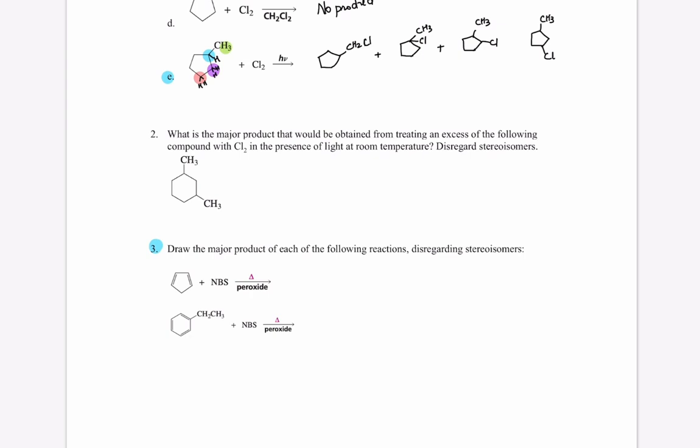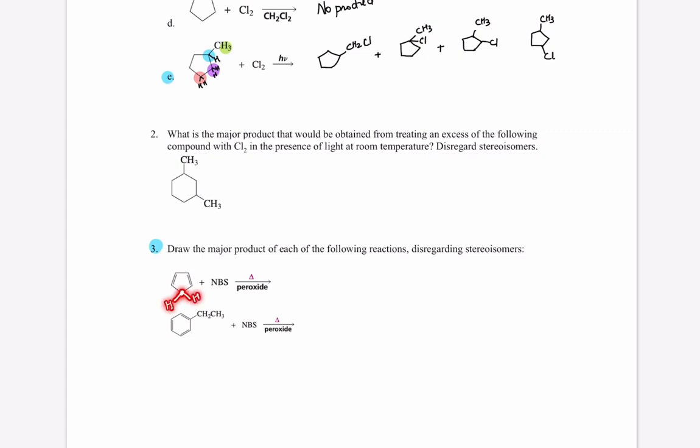Let's do question number 3. Draw the major product for each of the following reactions, disregarding stereoisomers. Now both of these reactions are with NBS. NBS is going to do the allylic bromination. So if you take a look into this, there is only one allyl position. So obviously that is the position where the bromination happens.